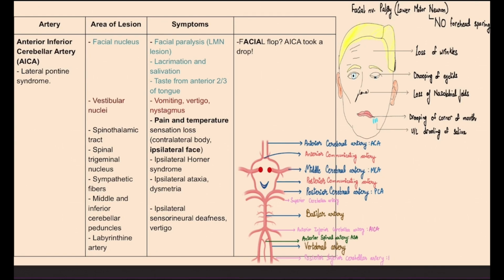We have seen the rules. Another thing to remember is that tracts cross. If any tract crosses over, the symptoms of that tract are going to be on the opposite side of the lesion. So if the infarct is on the right side and this tract crosses over, you'll see symptoms on the left side.